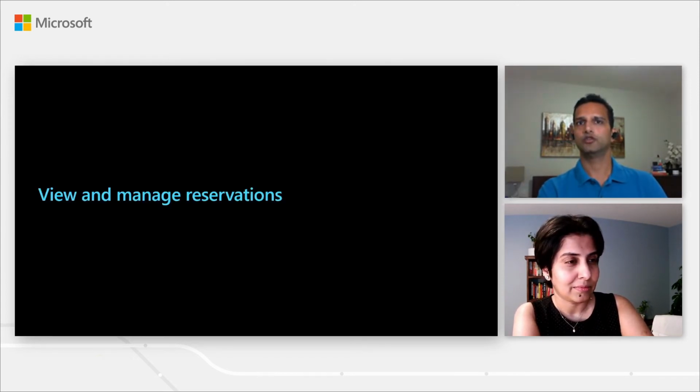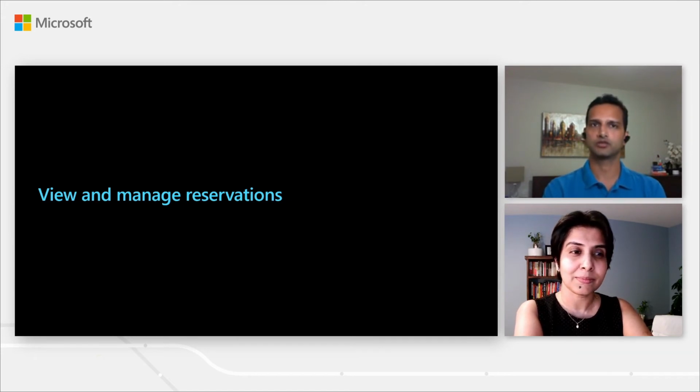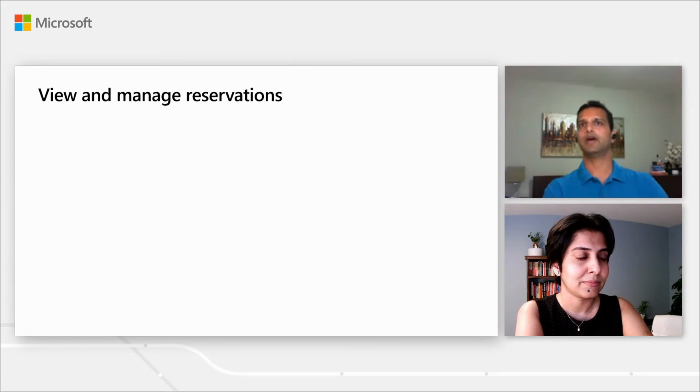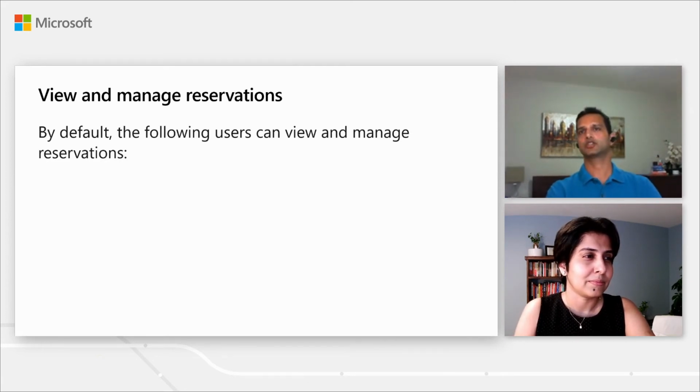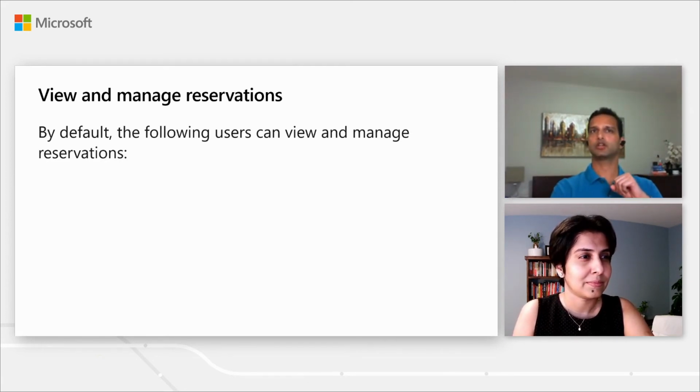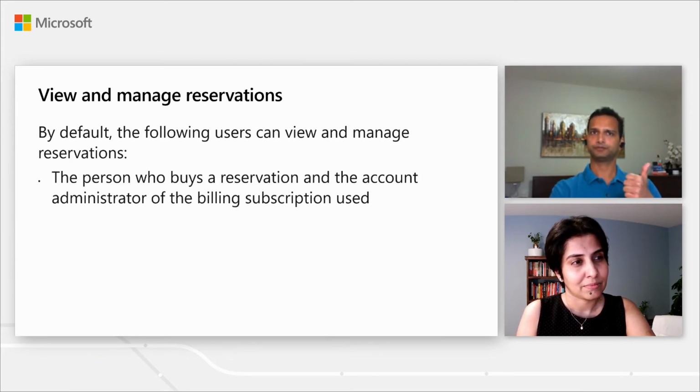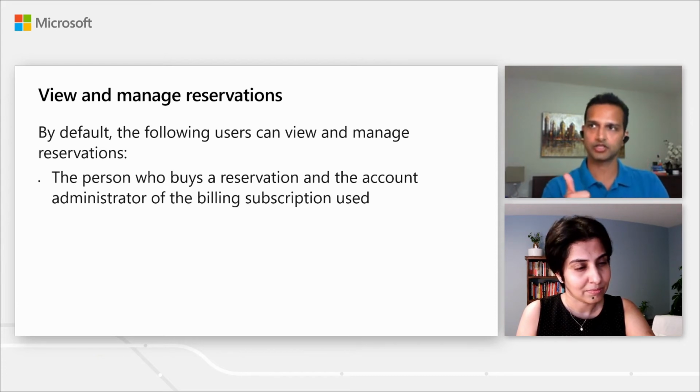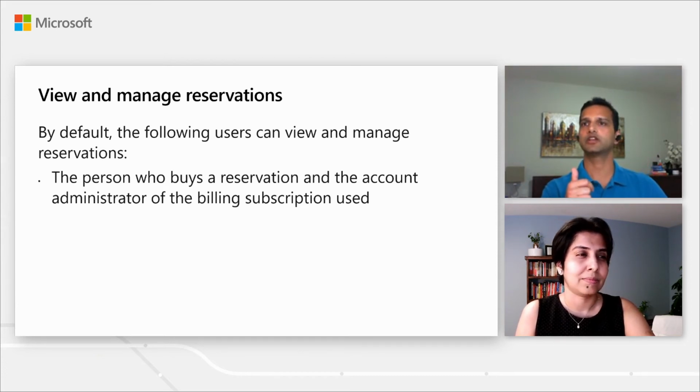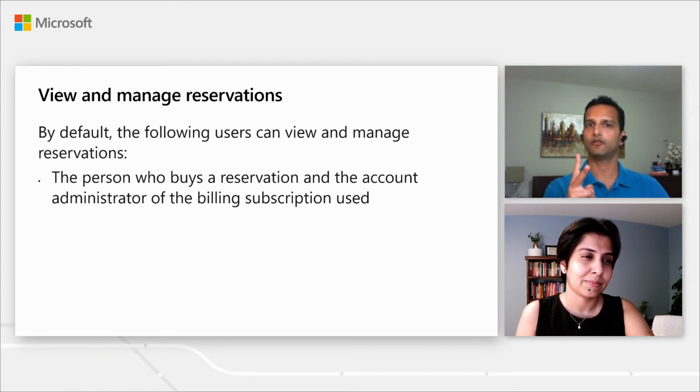Let's go to view and manage reservations. So now you've purchased a reservation. You went through what to purchase. You purchased a reservation. How do you view and manage your reservations after you've purchased? So Aparna, to come back to your question earlier, by default, the following users can view and manage the reservations. First one, the person who buys the reservation and the account administrator of the billing subscription which is used to purchase. So those people by default get access to the reservation.